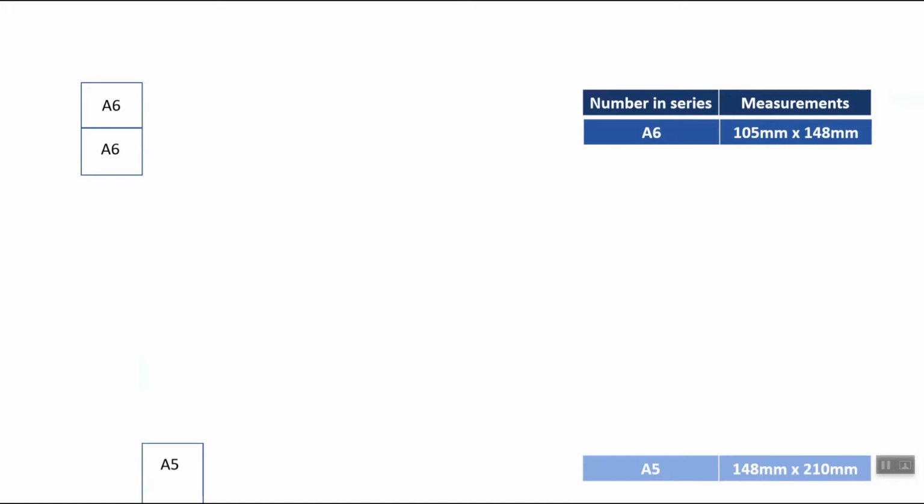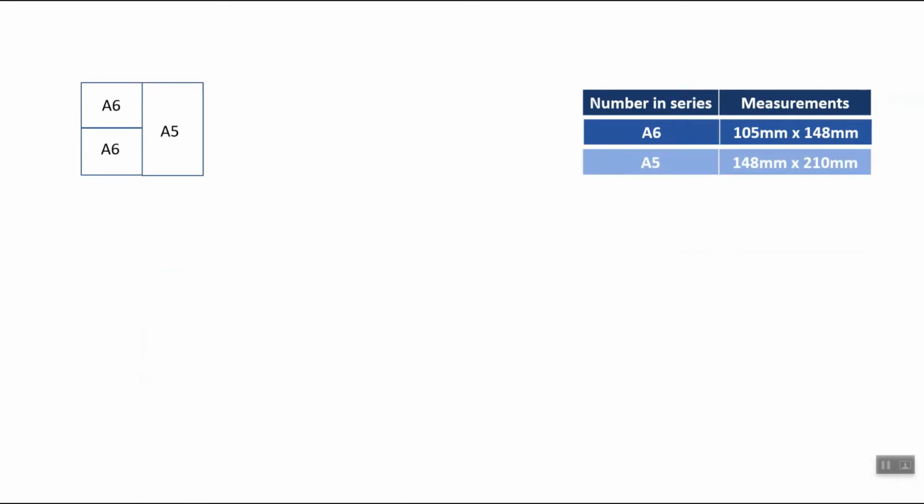One size of paper is A6. An A6 size paper measures 105 millimeters by 148 millimeters. When we add two A6 papers, we obtain an A5 paper, which is 148 millimeters by 210 millimeters. When we add two A5, we obtain an A4 paper.